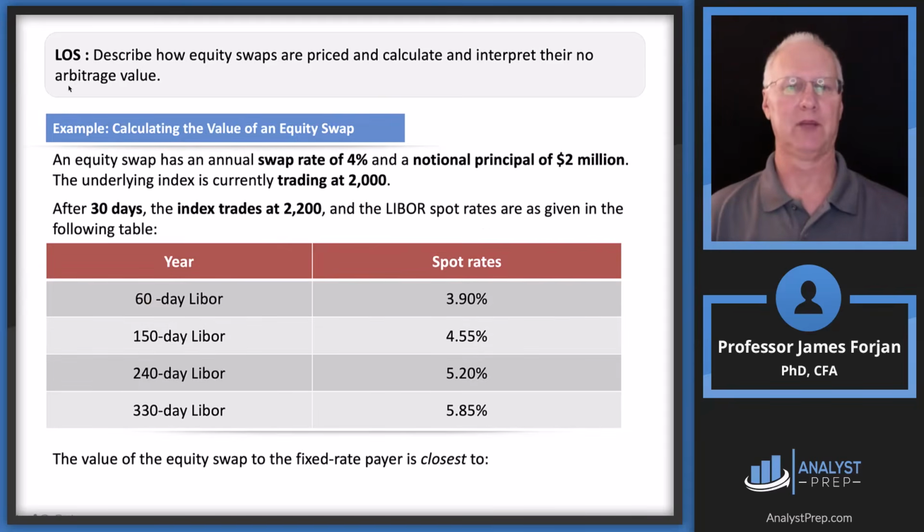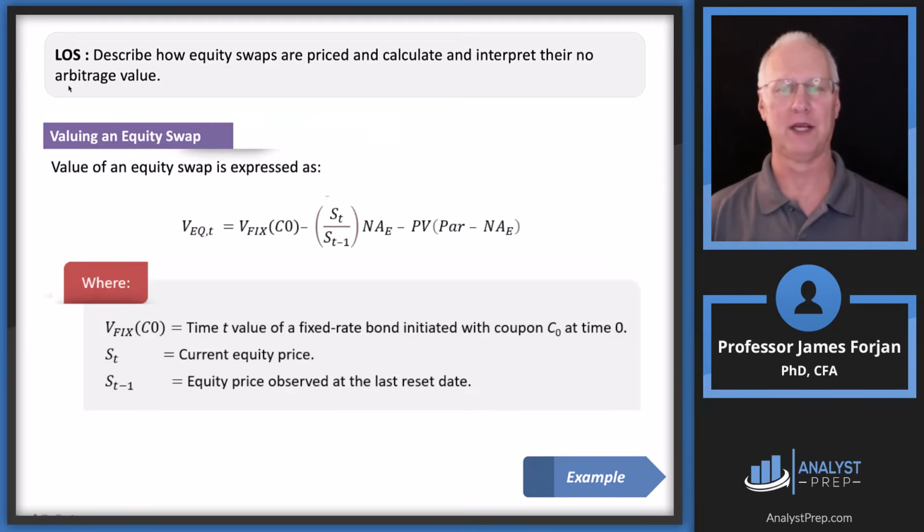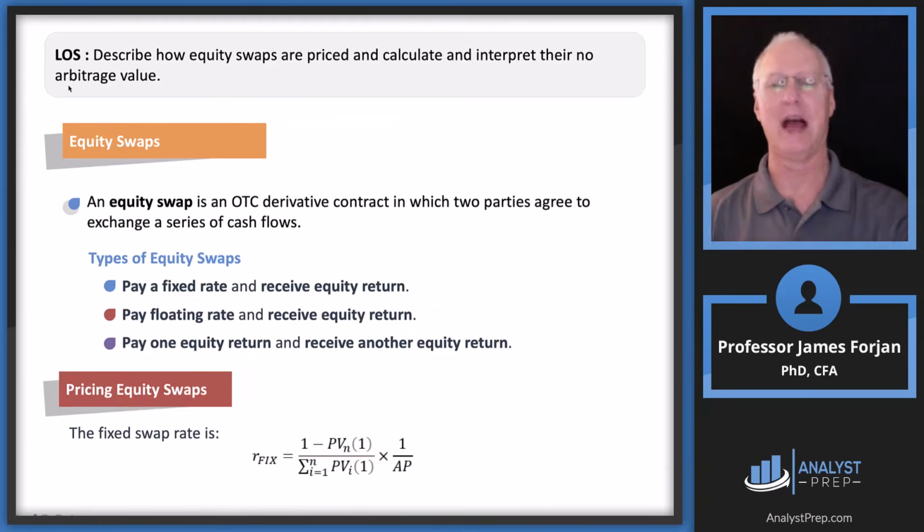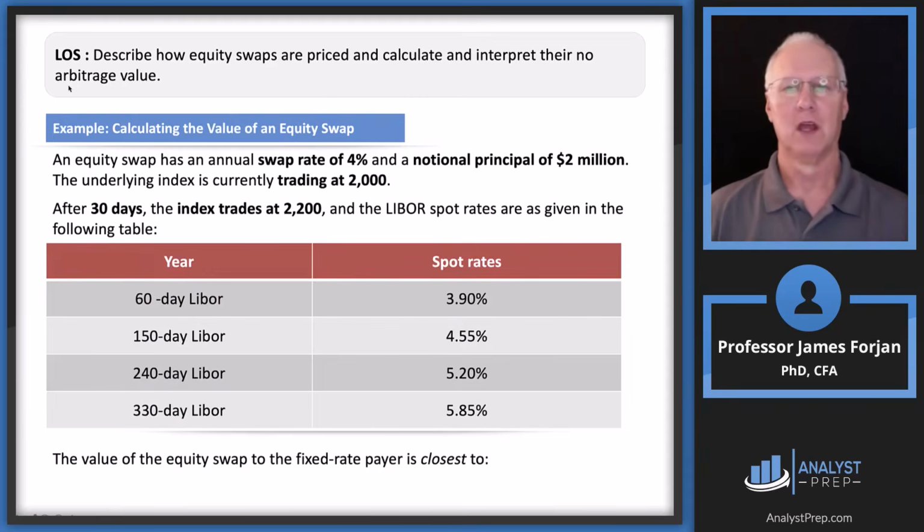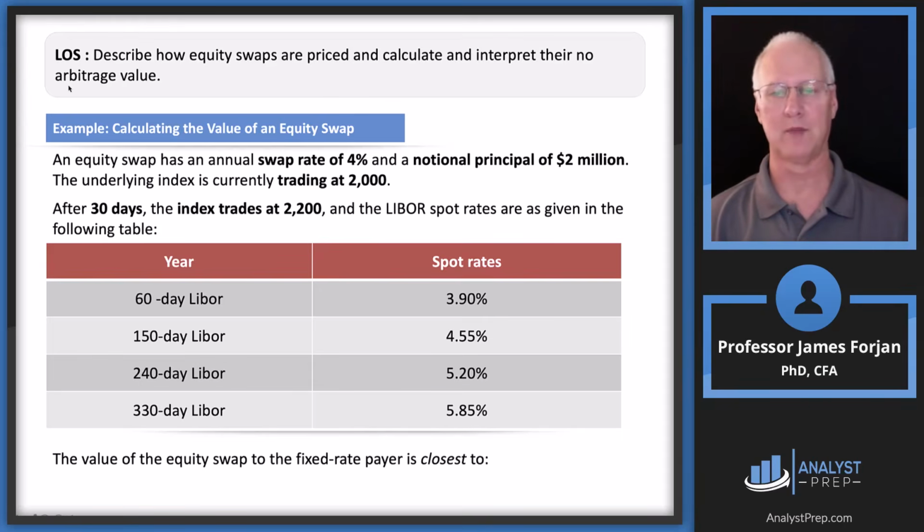Let me show you what I mean by an example. Equity swap has an annual swap rate of 4%. All right, so we've already done that formula. Notional of 2 million, index trading at 2,000. After 30 days, the index increases by 10%, right up to 2,200. Here are the LIBOR rates after 30 days. So notice we have an upward sloping yield curve. So the value of the equity swap to the fixed rate payer, all right, so that's important.